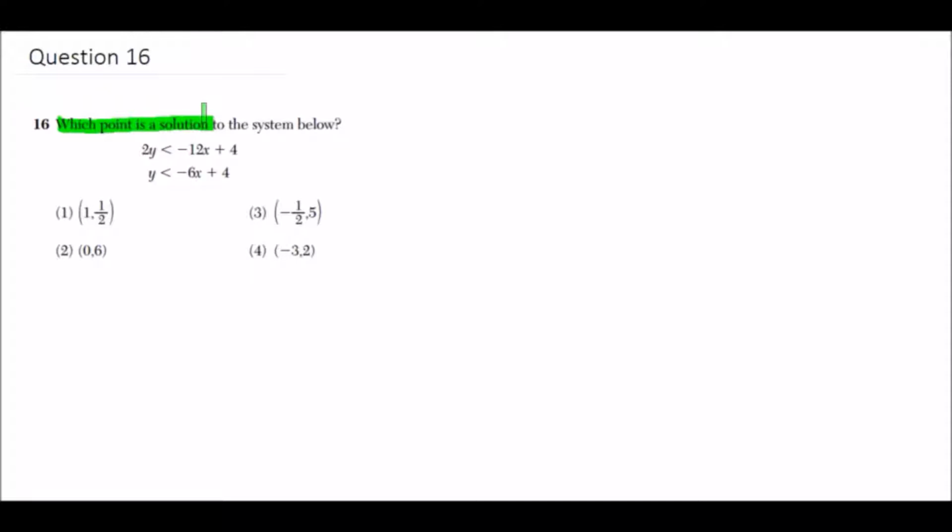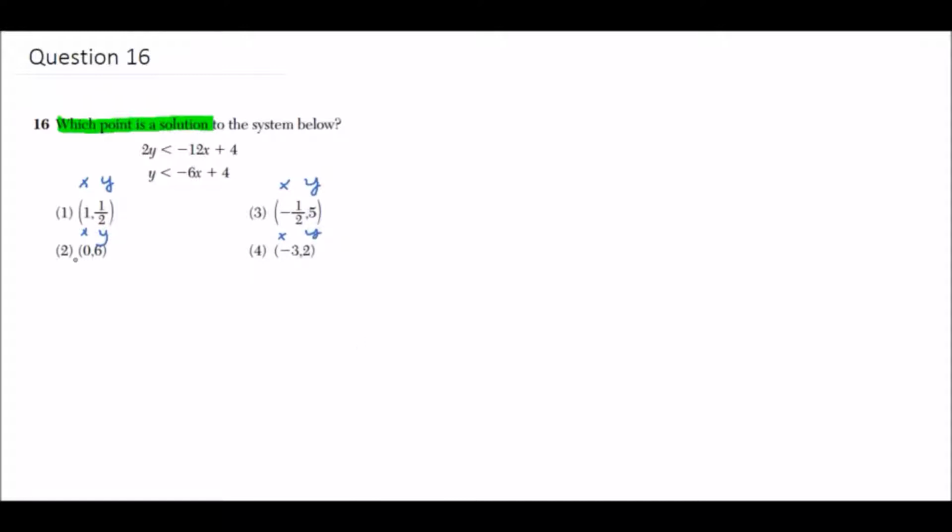Obviously, when you think about the nature of inequalities, there's going to be more than one point in the solution for an inequality, and actually doing this out algebraically is somewhat tedious. So our recommendation here is going to be to just substitute our points until one of them works for both inequalities. So let's take the easiest one to start.